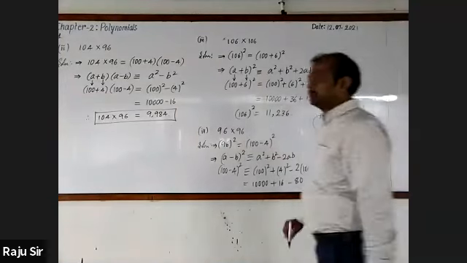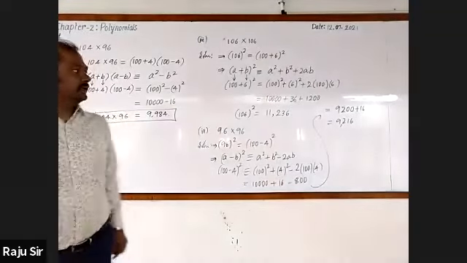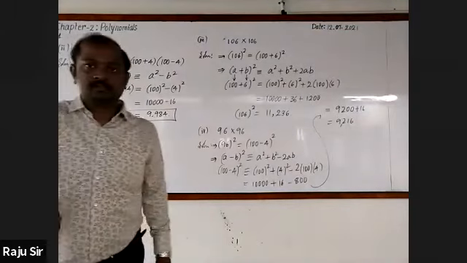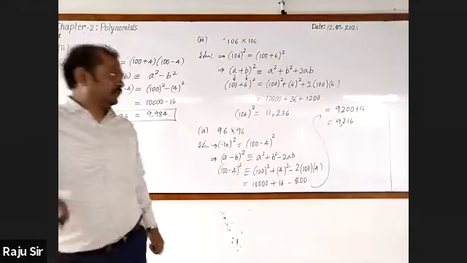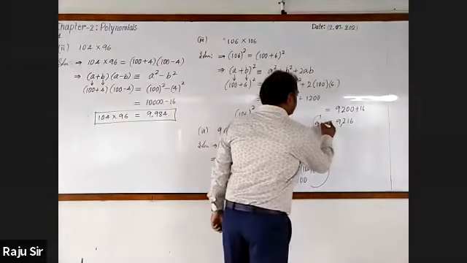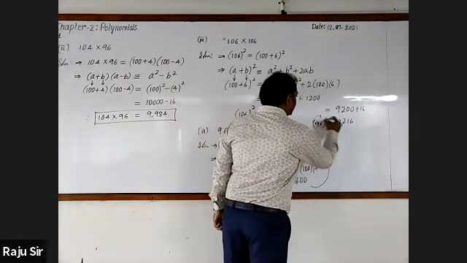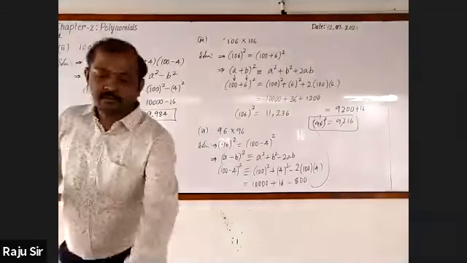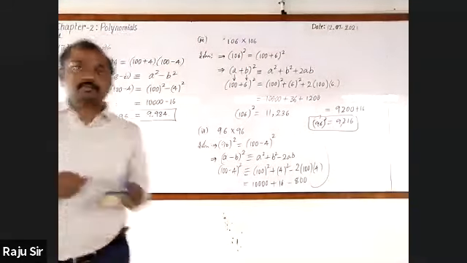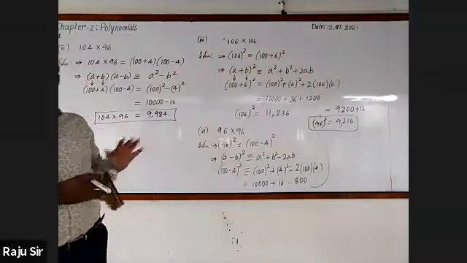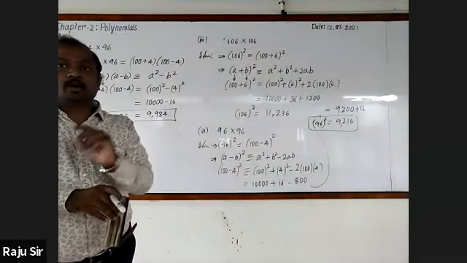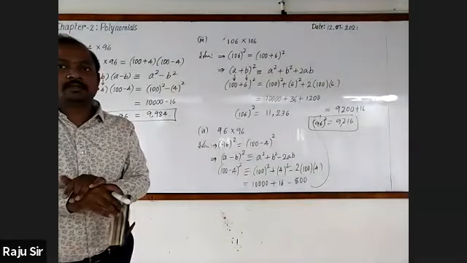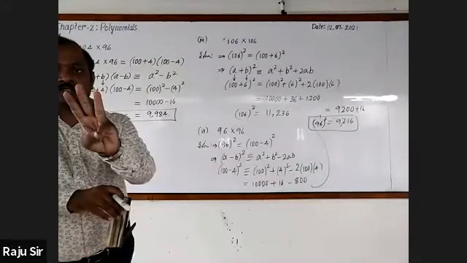Now you will check. Have you got 9,216? Yes, sir. Same. Very good. Total 4 are over, and we used how many identities? Three identities.